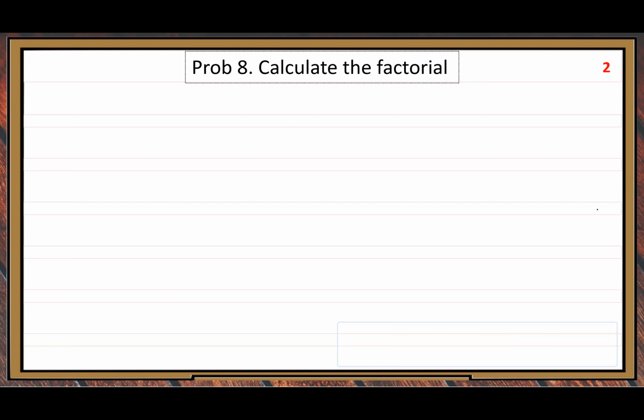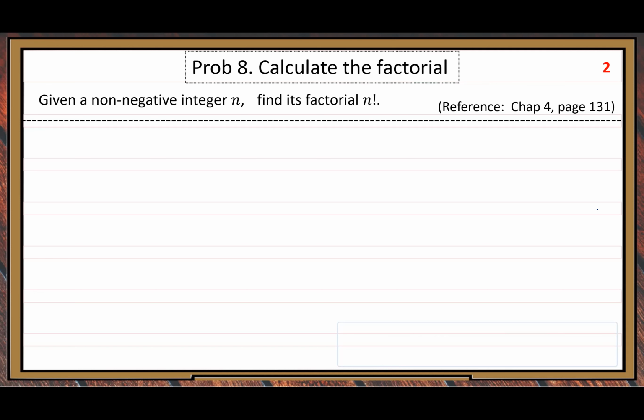So we try to learn the basic steps when we use recursive algorithms. All right, our computing problem number 8. Given a non-negative integer n, find its factorial. N factorial. Okay, do the calculation. Very simple. All right, so here the reference in the textbook, chapter 4.